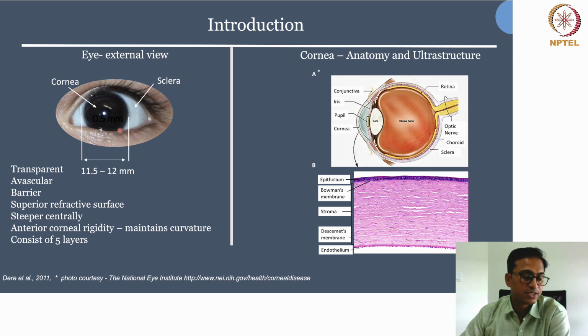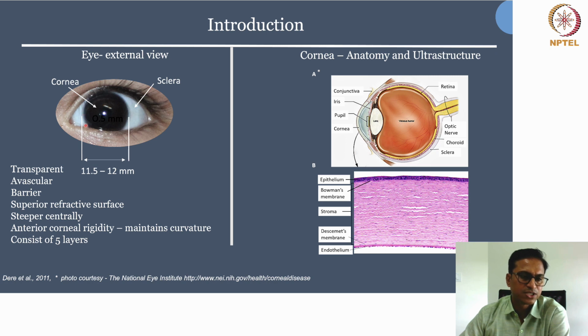Cornea is a transparent tissue, and it's also avascular. There are no blood vessels present within the cornea. So the color of the cornea is mostly because of the tissue present behind, that is the iris and other structures present behind the cornea. In human, the cornea is almost 11.5 to 12 mm in diameter.